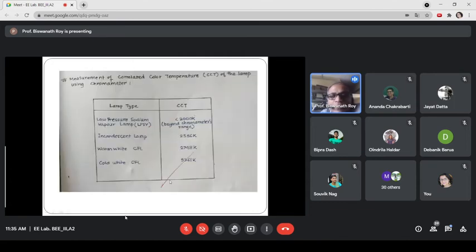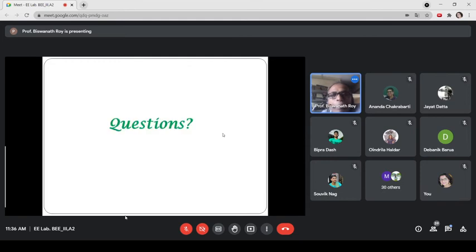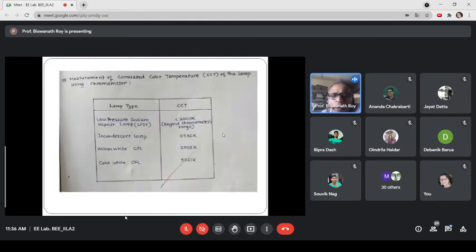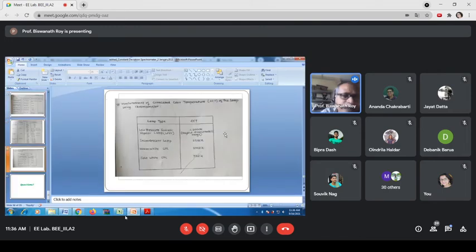These are the measured values of CCT. As I said, the low pressure sodium vapor lamp is beyond the chromometer's range, at less than 2000 Kelvin. Okay, so this is all regarding the discussion of this lab.